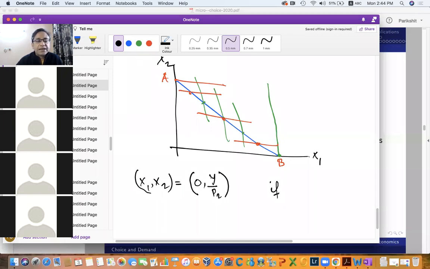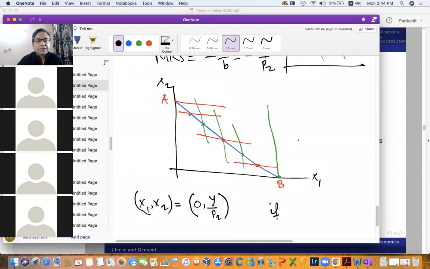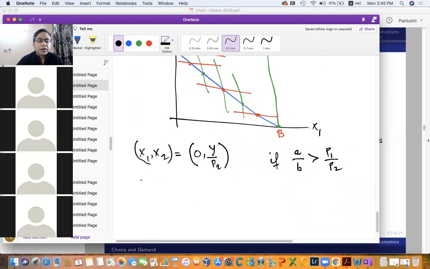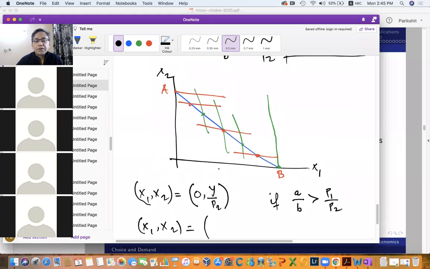And when do we get this? When MRS is less than price ratio, when the indifference curve is flatter: a by b is less than p1 by p2. So the indifference curves are flatter than the budget line, which means the slope of the indifference curves, namely a by b, is greater than the slope of the budget line, which is p1 by p2. Sir, shouldn't a by b be less than p1 by p2? Since we ignored the negative signs, sorry, yeah.